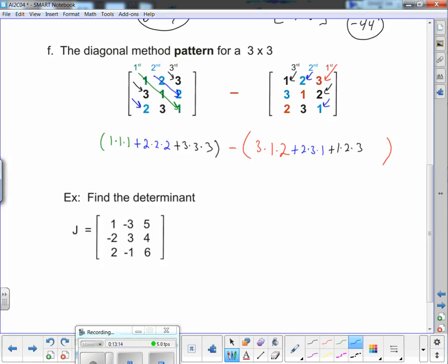Okay, what do we get? 1 plus 8 plus 27. So the front is a 36, I think. And we got a minus. And the back is a 6 plus 6 plus 6. Back is an 18. All right, and I think that's right. So 36 minus 18. So the value of this determinant is 18. Is everybody okay with that?